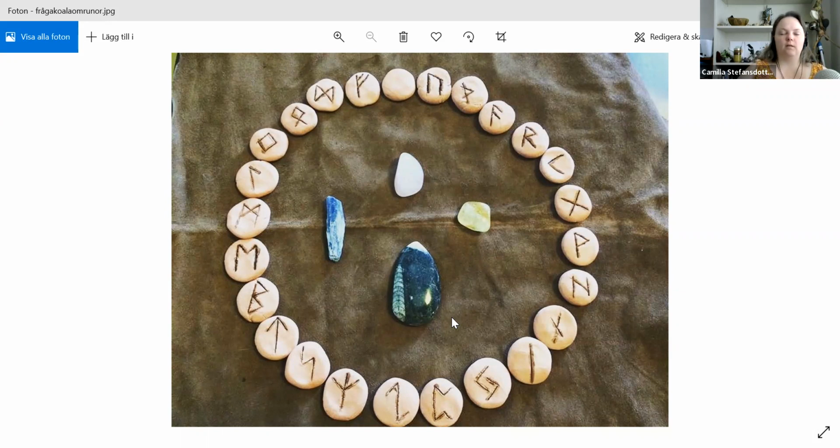Ur, Tush, As, Reid, Ken, Gifu, Vinja, Hagal, Naud, Is, Jara, Pertra, Eo, Algis, Sol, Tyr, Bjarka, Mader, Lagu, Ing, Odal, Dagas, Fe.